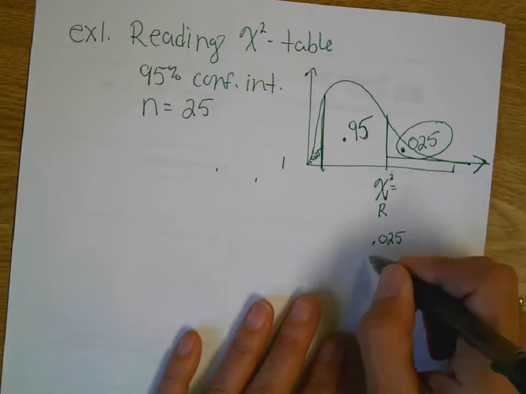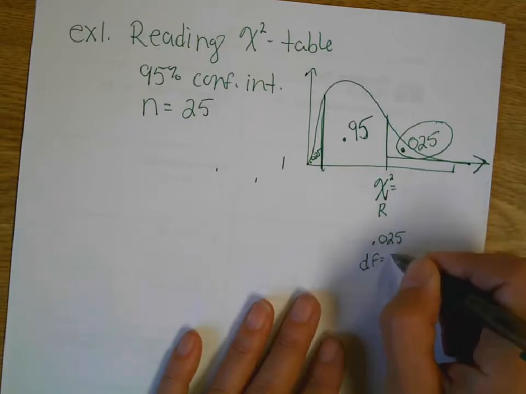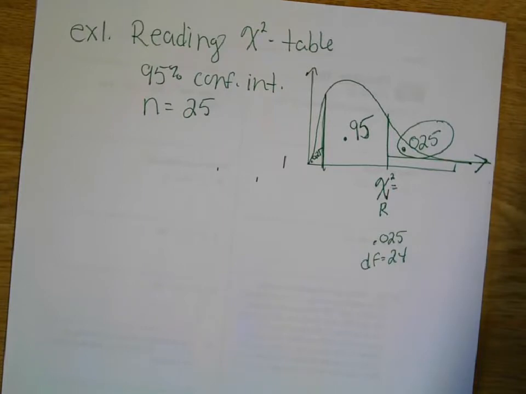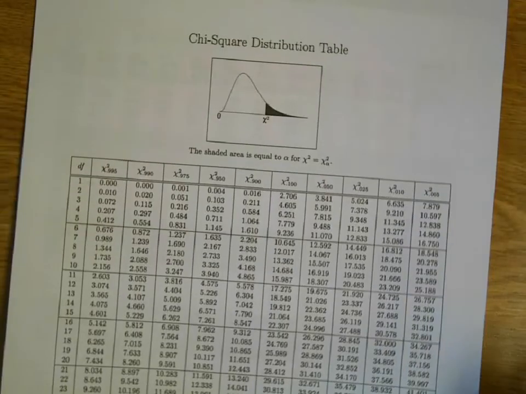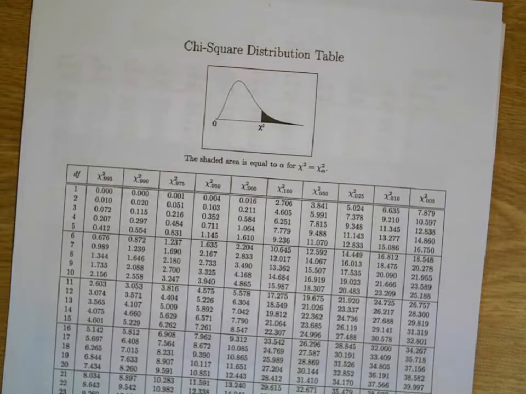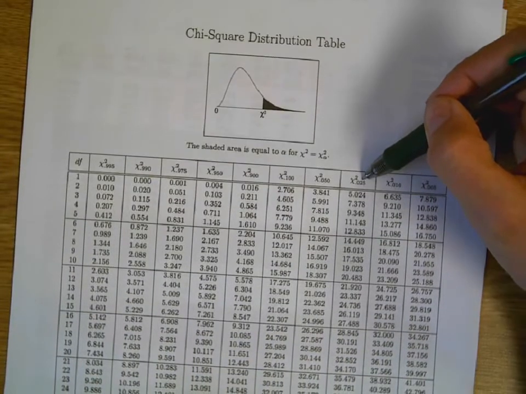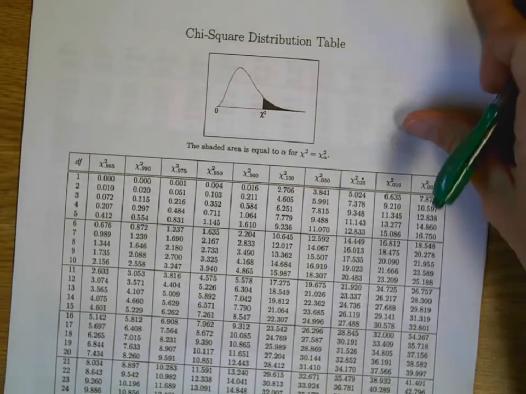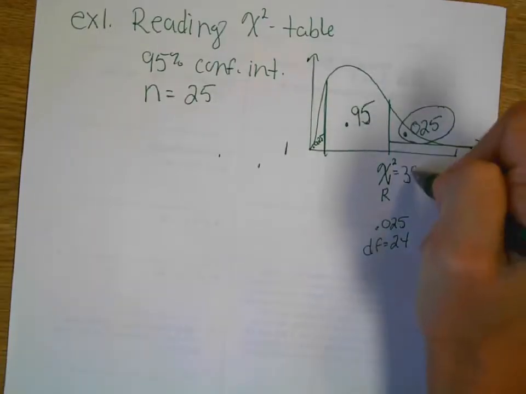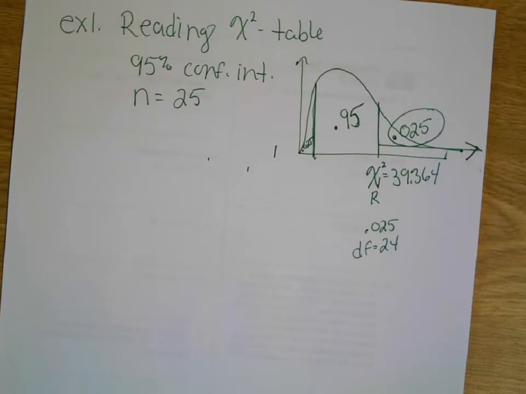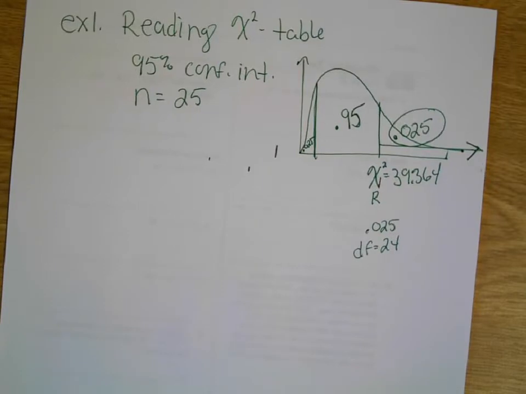and degrees of freedom would be 24. So grab your chi-square table. If you look, we want 0.025, and I see that right here, the chi-square for 0.025 and 24, 39.364. Everybody good at reading that table? Take the time to find that. Make sure you can read it.